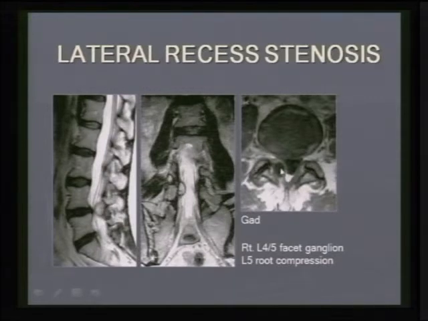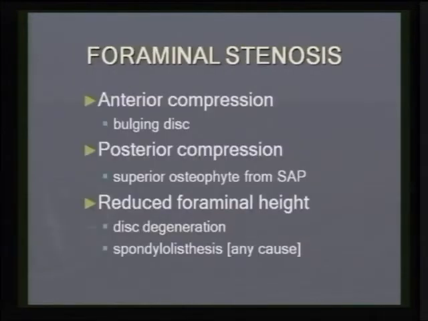And on the post-contrast T1-weighted image, we would expect the wall of the ganglion to enhance following contrast. And we see compression of the traversing L5 nerve root. And these cases we commonly treat with percutaneous CT-guided facet injection or direct puncture of the lesion.